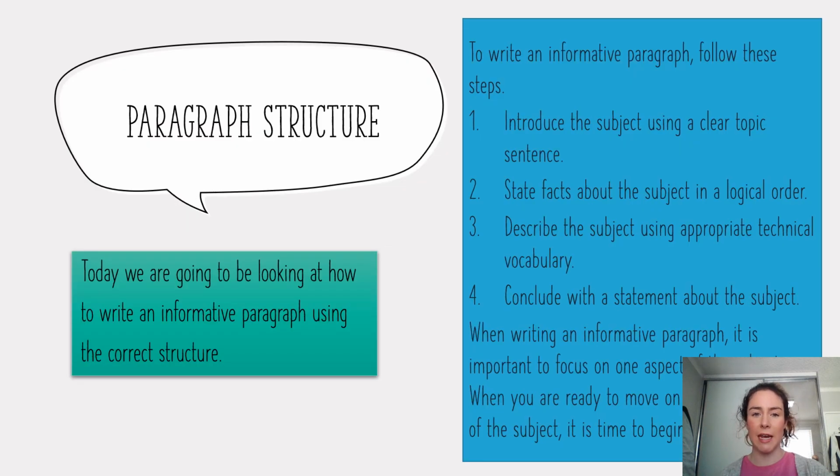So our focus of today's lesson is paragraph structure in informative writing, and there are a couple of steps you need to follow when you are creating a paragraph in an informative text. So to write an informative paragraph, follow these steps. 1. Introduce the subject using a clear topic sentence. 2. State the facts about the subject in a logical order. That means in an order that makes sense, so you don't want your facts jumbled around all over the place.